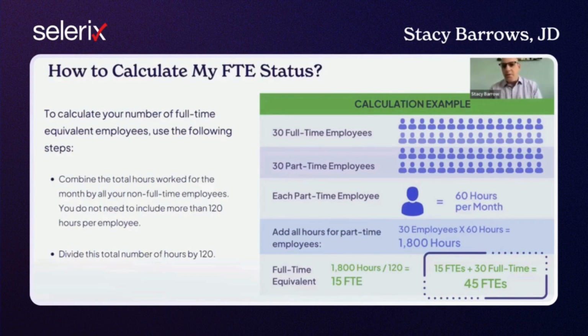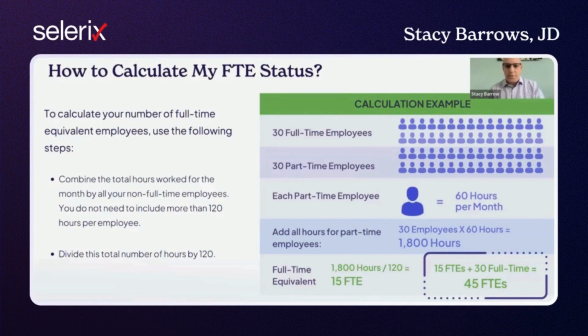So in order to do that, you first start by taking your full-time employees. They're each going to be one full-timer, and then for all of your employees who work less than 120 hours, you sum up their hours and divide by 120, and that gets you your full-time equivalents. You add those two figures together, and that will be your total full-time equivalent count.